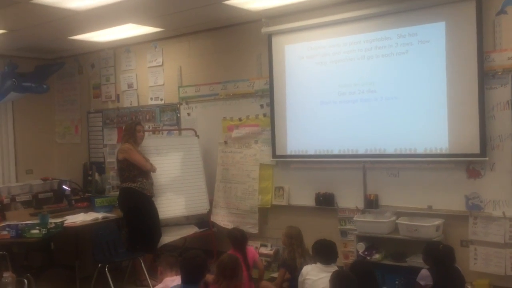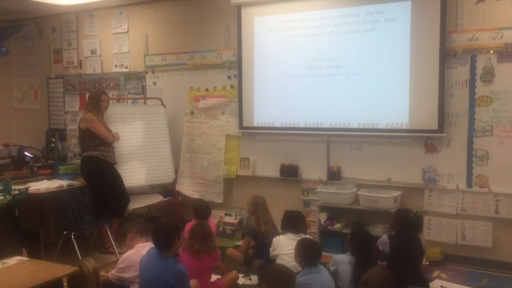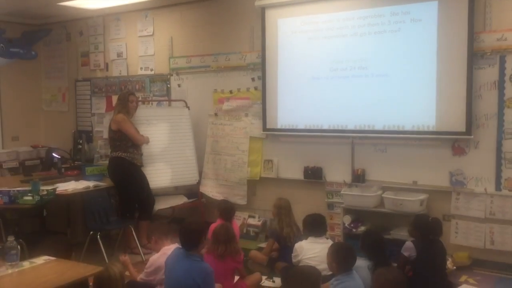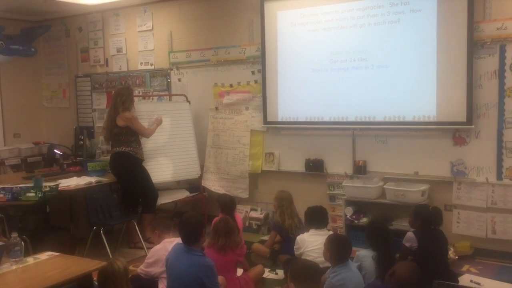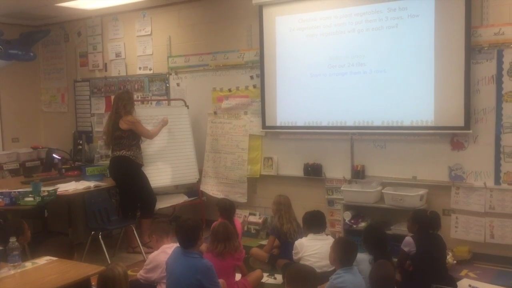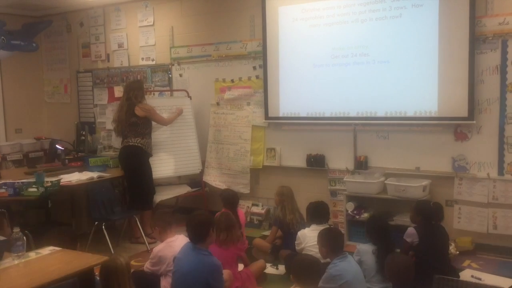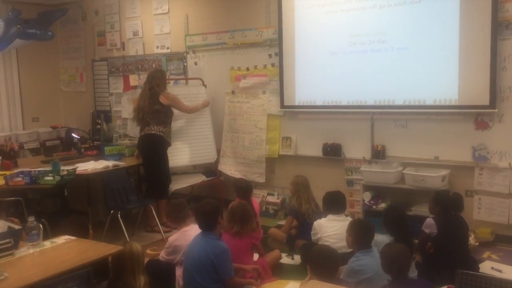And I have how many vegetables, Dasmine? How many vegetables? 24. I have 24. So I have to count by 3s all the way to 24 to find out how many columns I have. Okay? So 1, 2, 3, 4, 5, 6, 7, 8, 9, 10, 11, 12, 13, 14, 15, 16, 17, 18, 19, 20, 21, 22, 23, 24.